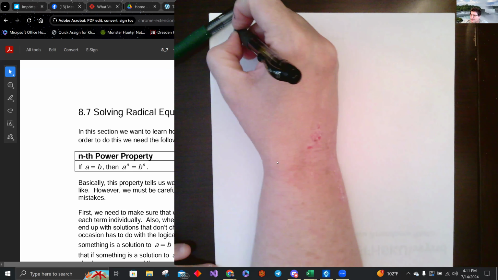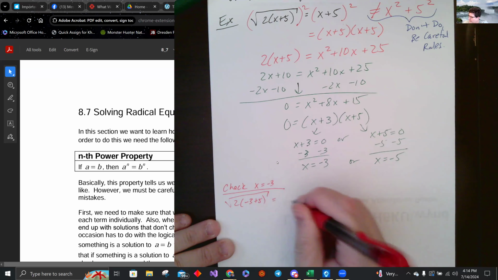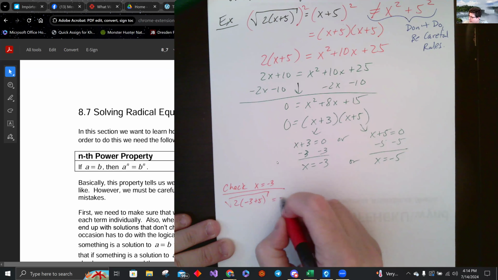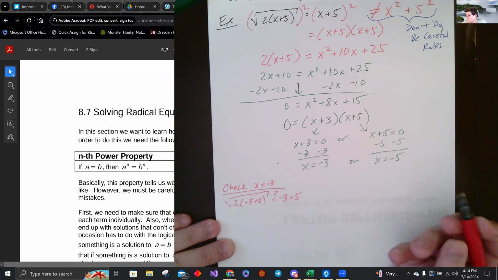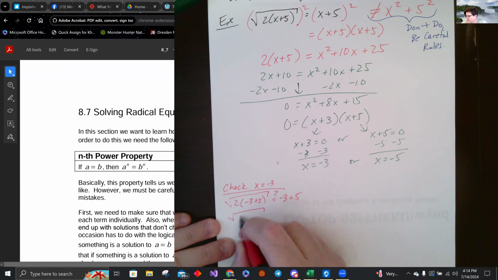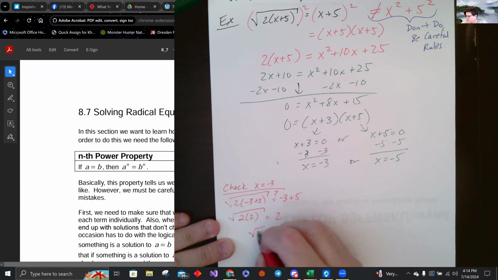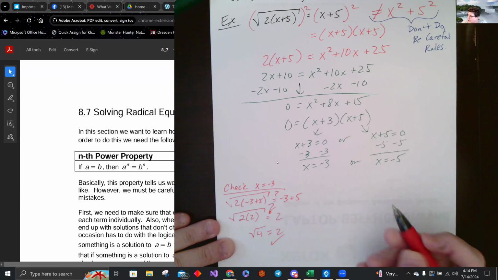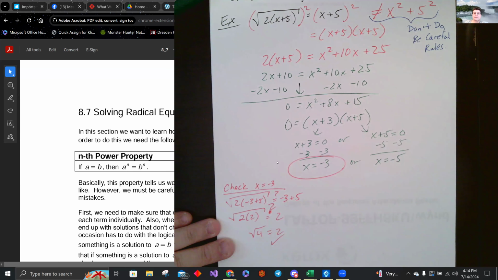Now we do our checks. Check for x equals -3. Square root of 2 times -3 plus 5. Does that equal x, which is -3 plus 5? This is square root of 2 times 2 equals 2. Square root of 4 does equal 2. So x equals -3 is a valid solution.